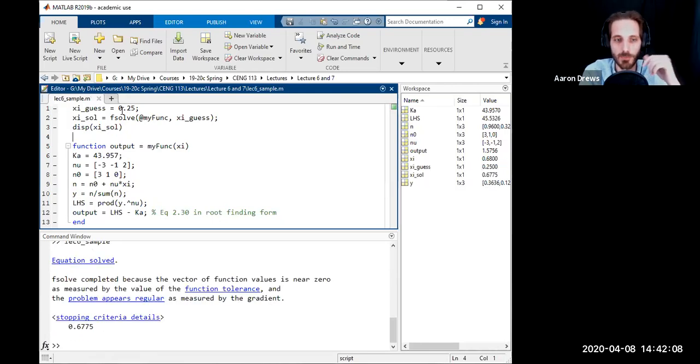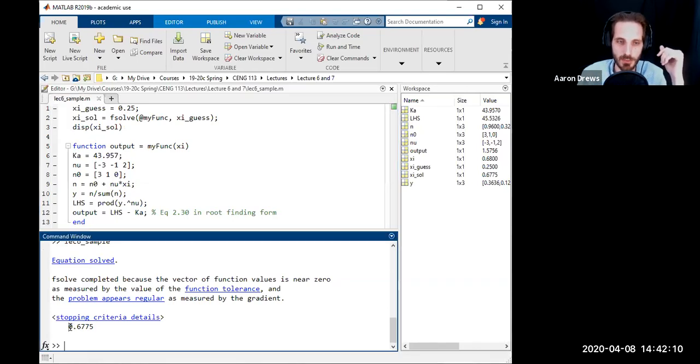And so if we run something like this, we find out, yep, sure enough, the result was somewhere in between 0.67 and 0.68. But Matlab has found that solution to a much higher level of precision than we ever could just by guessing numbers over and over and over again.